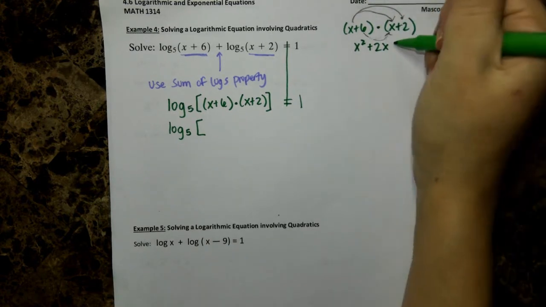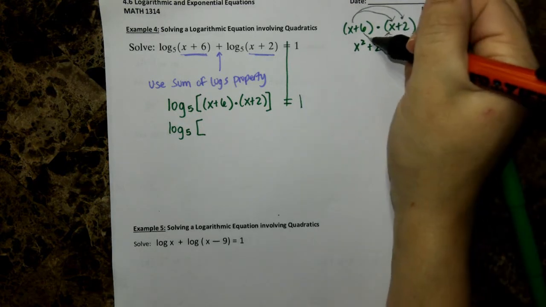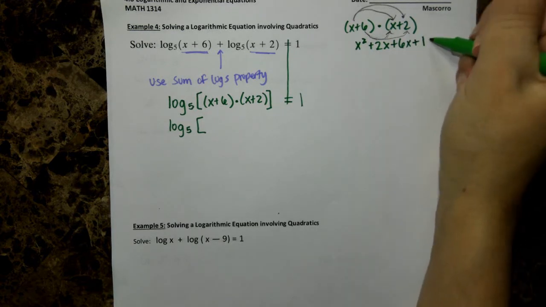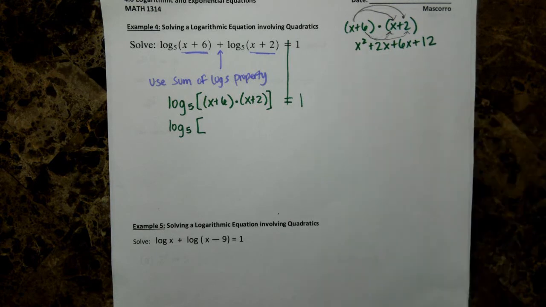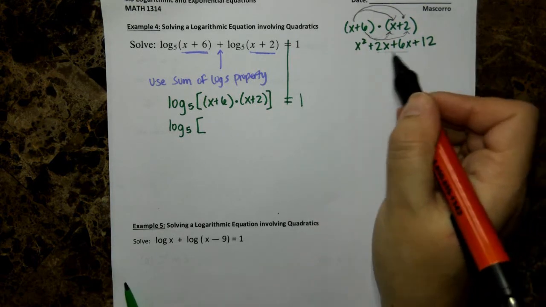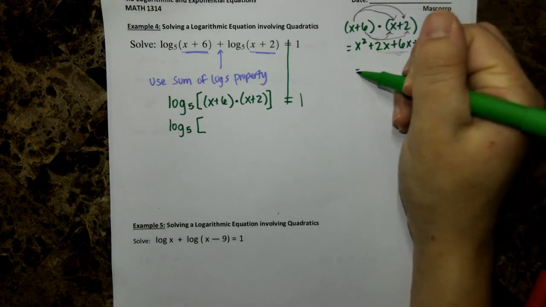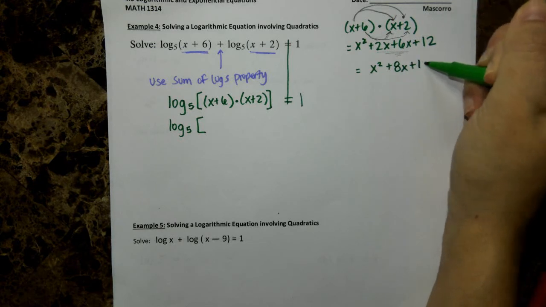And I got positive 6x. And then I'm going to take positive 6 times positive 2, and I get positive 12. Now I can combine like terms, 2x plus 6x, those are like terms, so we can actually combine those. And this is going to equal x squared plus 8x plus 12.